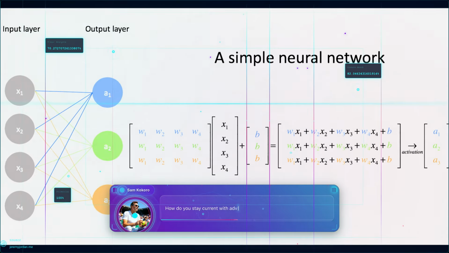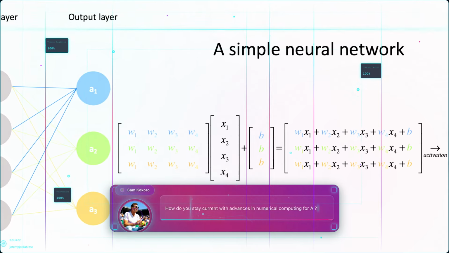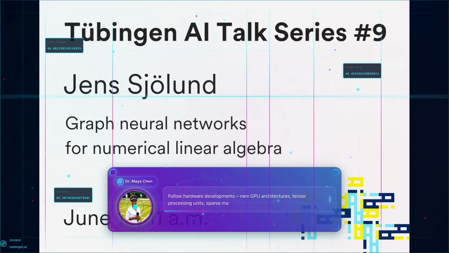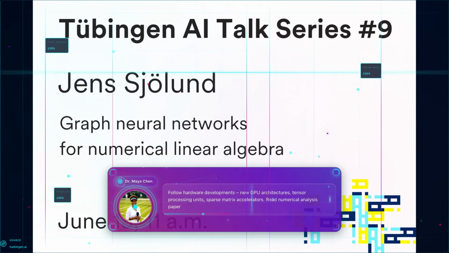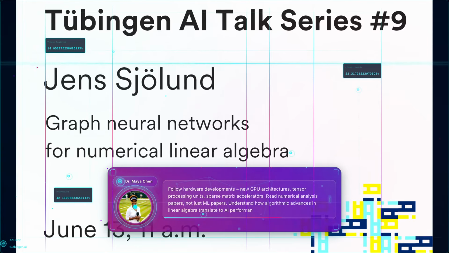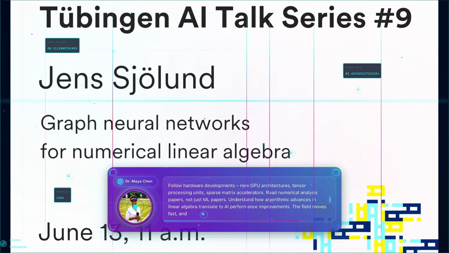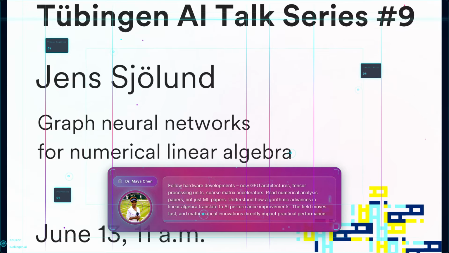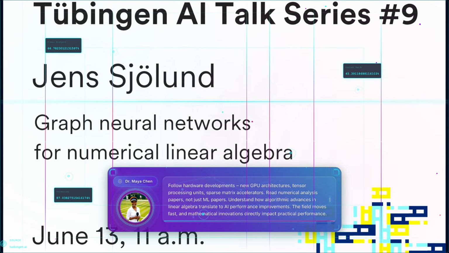How do you stay current with advances in numerical computing for AI? Follow hardware developments: new GPU architectures, tensor processing units, sparse matrix accelerators. Read numerical analysis papers, not just ML papers. Understand how algorithmic advances in linear algebra translate to AI performance improvements. The field moves fast, and mathematical innovations directly impact practical performance.